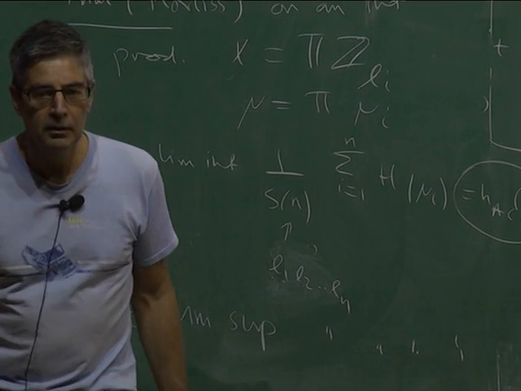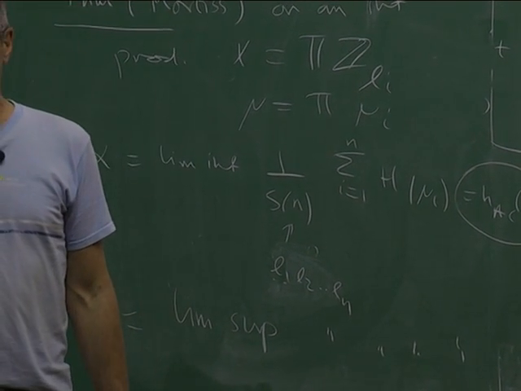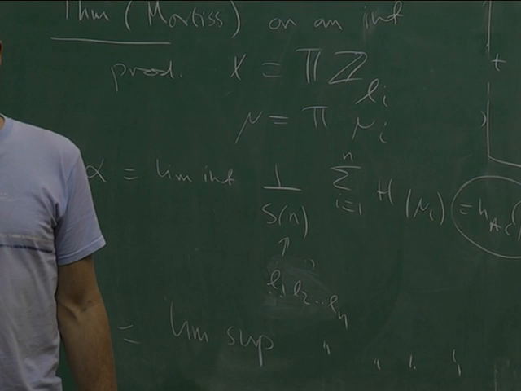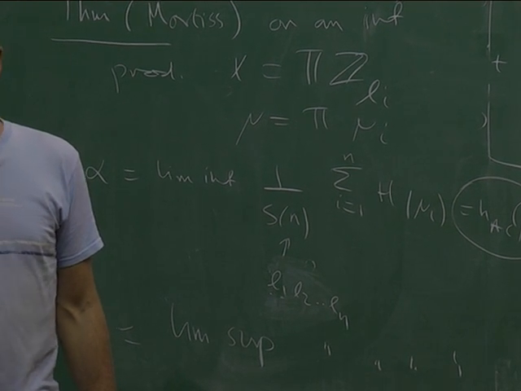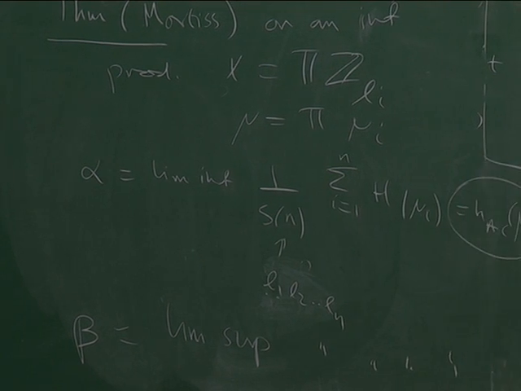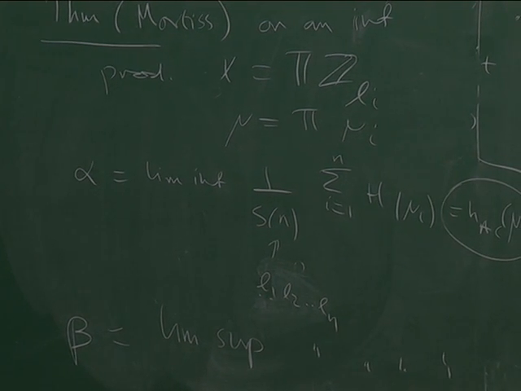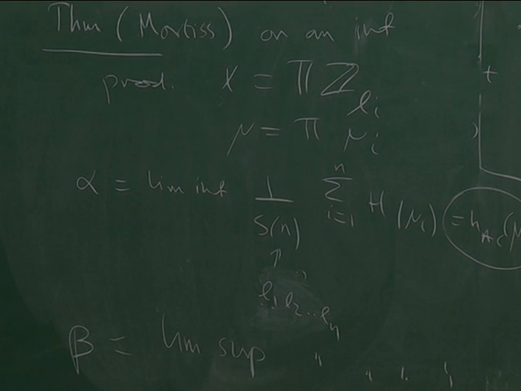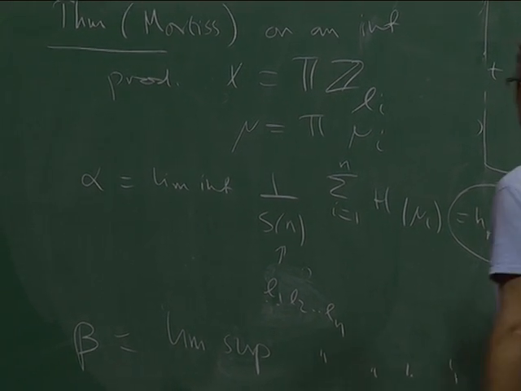Sorry? No, the measure's not invariant here. It's a quasi-invariant measure. That's the odometer acting on an infinite product space. Yeah, so I should have said T equals the odometer. Yeah, you're quite right.